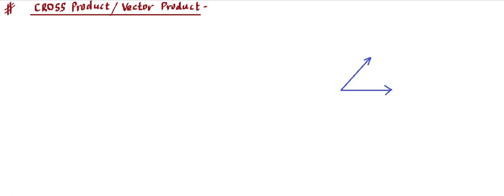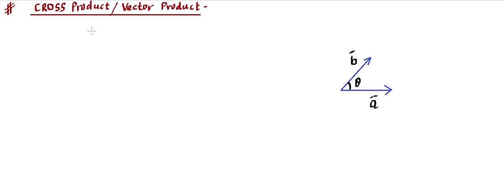So let's say we have been given two vectors. Let's say this picture shows a vector A and this is a vector B. These two vectors are known to us, and this is the angle between these two vectors, so theta is also known to us. So A will be the magnitude of vector A, B will be indicating the magnitude of vector B. So the cross product of vectors A and B is defined as follows.